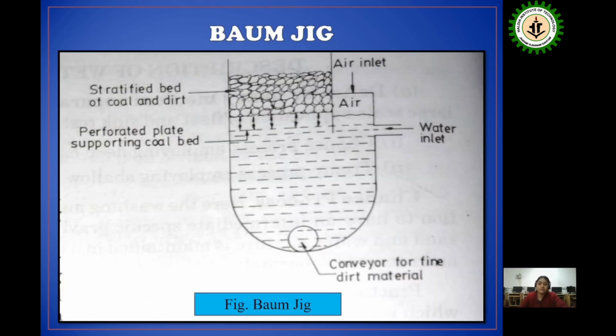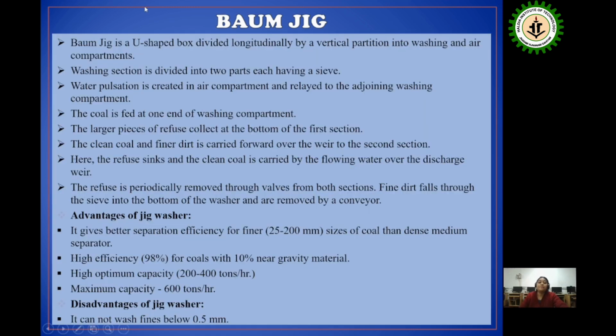Now there is another washer, that is the baum jig and cyclone washer. See the baum jig, it looks like a tank. See here the air inlet is given and here the water inlet is given. We have here a perforated plate with a supporting coal bed, and we have a stratified bed of coal and dirt, and we have a conveyor for fine dirt material. Now let's study this diagram in detail.